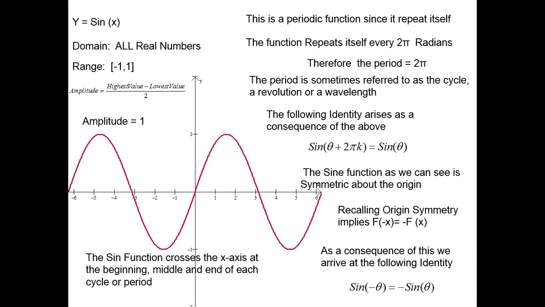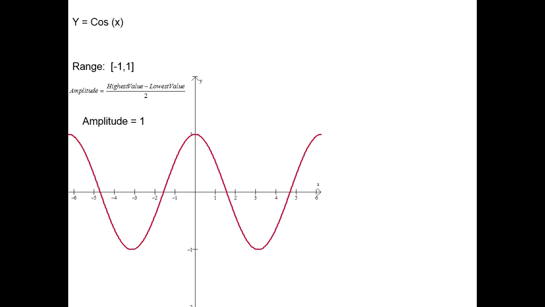We're going to start building our repertoire of all these identities, which are going to largely come to us via the graphs. So let's now talk about our good friend, the cosine function. Again, the cosine function, just like the sine function, is periodic in nature. It repeats itself every 2 pi radians.